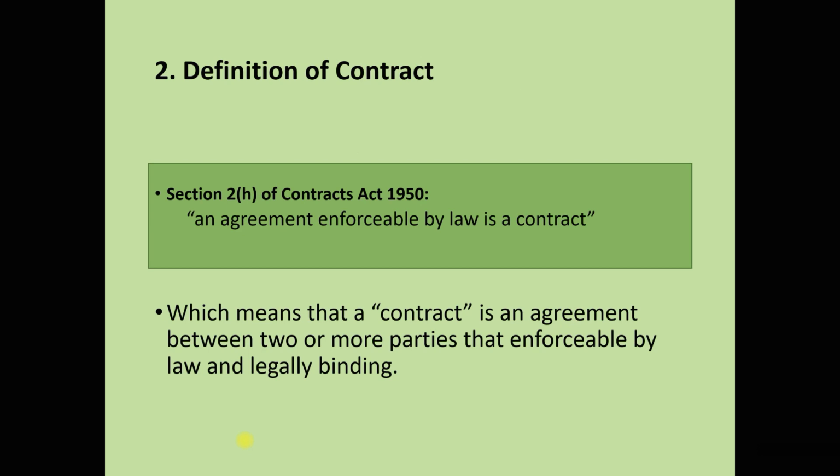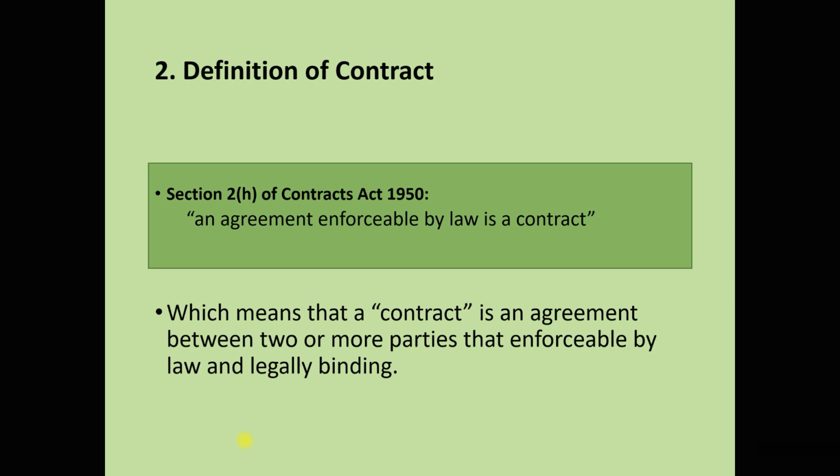All right, so coming to the definition of contract. Okay, this is a legal definition. Previously we were talking about the layman definition. So this is the legal definition. The legal definition of contract is stated under section 2(h), Contract Act 1950. It says that an agreement enforceable by law is a contract, right? An agreement enforceable by law, which means that a contract is an agreement between two or more parties that is enforceable by law and legally binding, right?